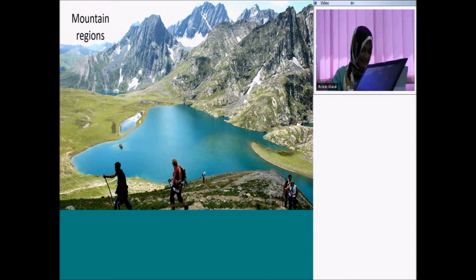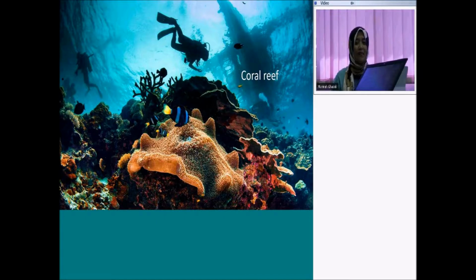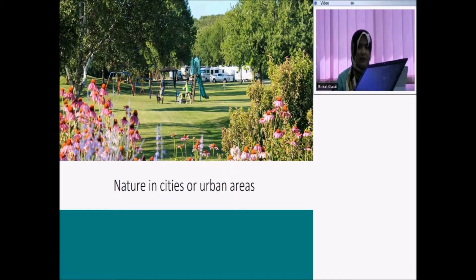Next, in the mountains, you can also find different types of diversity unique to the mountain areas. Not forgetting, of course, our oceans, where you can go snorkeling. Especially in the tropics, you have coral reefs. So this is also another place where you can see high diversity. And of course, in cities or urban areas, there are also species and diversity in places where you stay or where you live. If you go around searching for them on trees and around bushes and flowers, you're bound to see some.